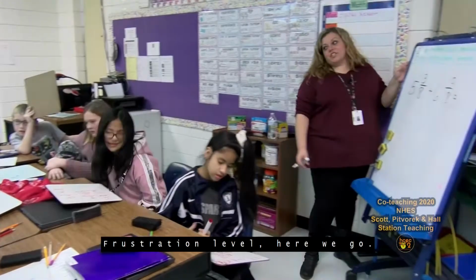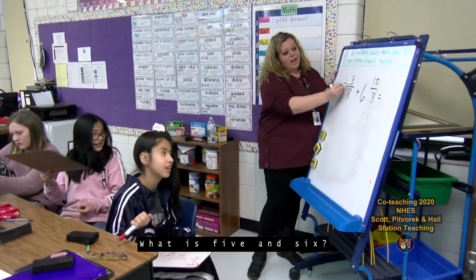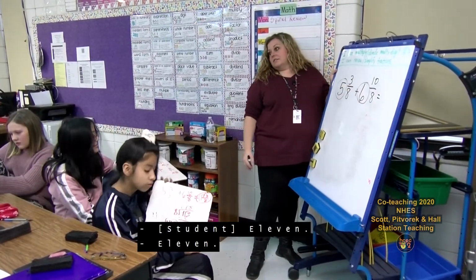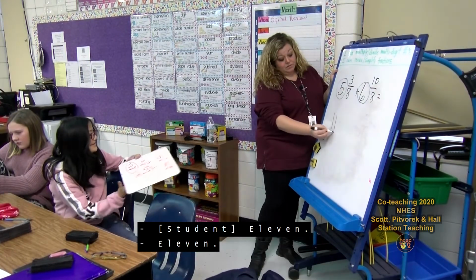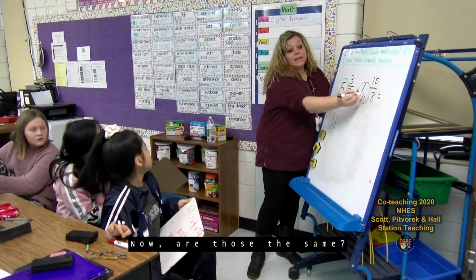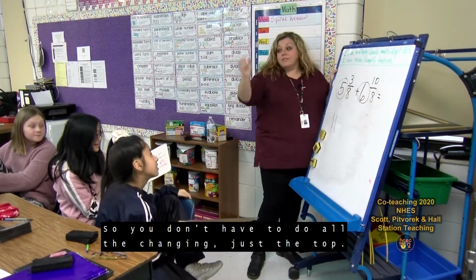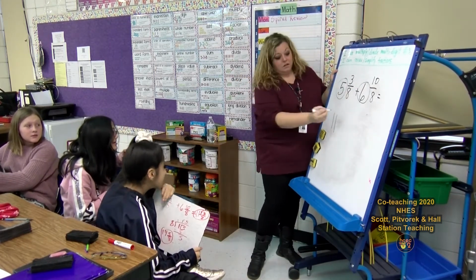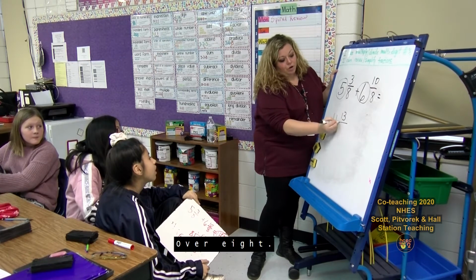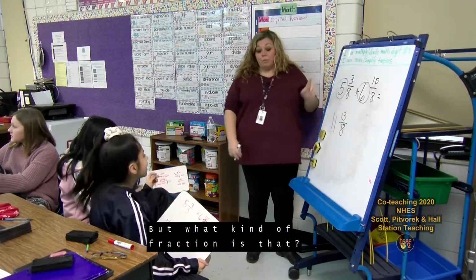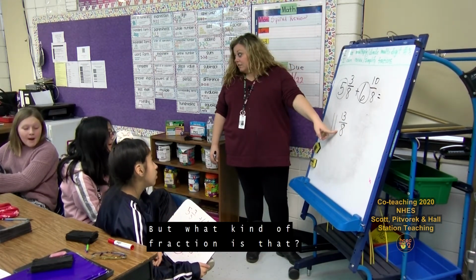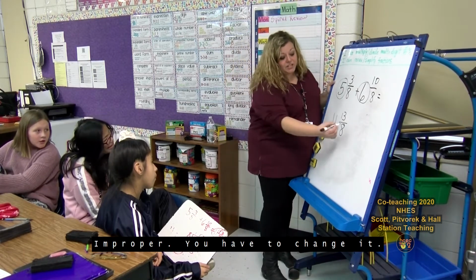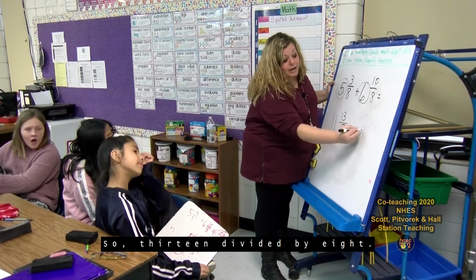Okay, look, frustration level, here we go. What is 5 and 6? 11. Now, are those the same? So you don't have to do all the changing, just the top. What's 3 plus 10? Over 8. But what kind of fraction is that? Improper, you have to change it. So 13 divided by 8.